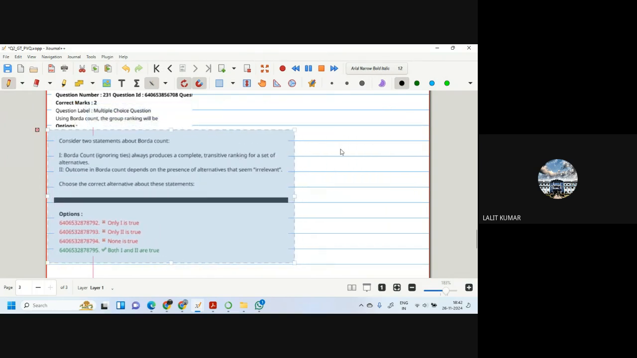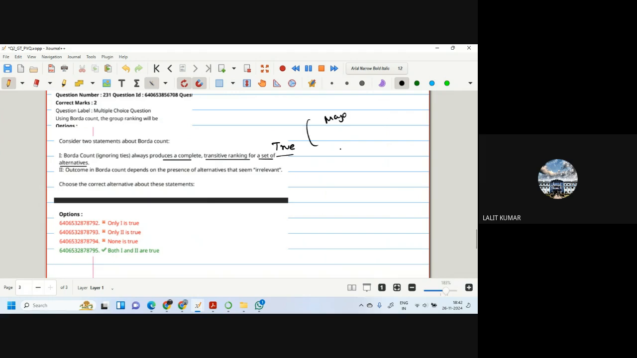Borda count ignoring ties always produces a complete transitive ranking for a set of alternatives. This is true. If they had given majority ranking, then it would be false. Majority ranking will give a group ranking that is not transitive. We had seen that yesterday. But for Borda count, it is true.